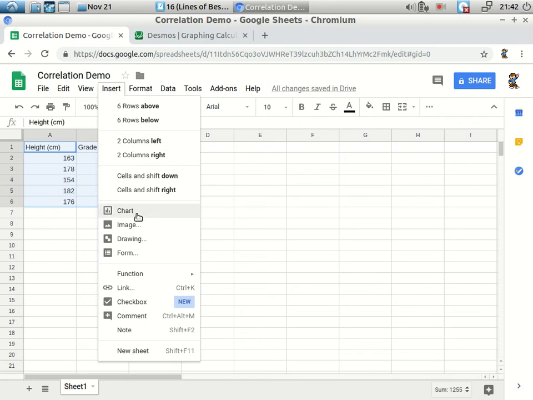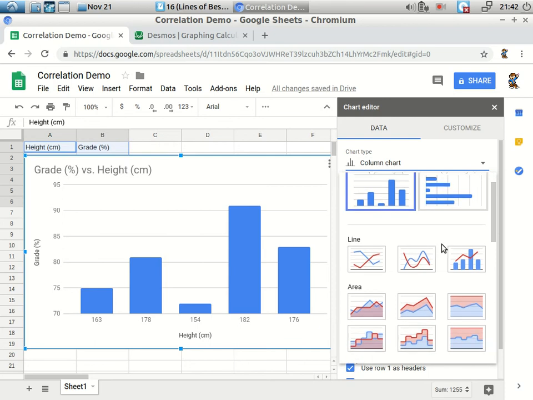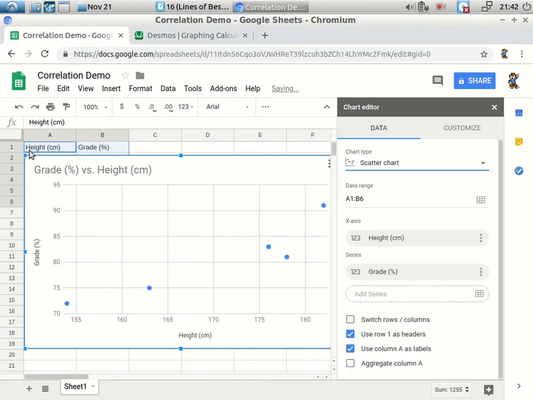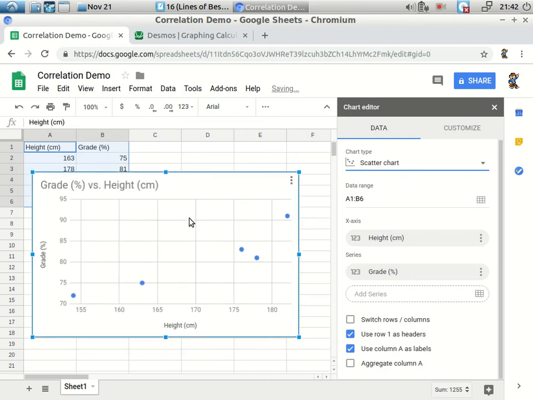I'm going to go to Insert, Chart. By default it gave me a column chart, but I don't want that. I want a scatter plot, so I'm going to scroll down here to Scatter. I'm just going to shrink this a bit so I can see it better. So there's my 5 points. And now I'm going to add a trend line to it.